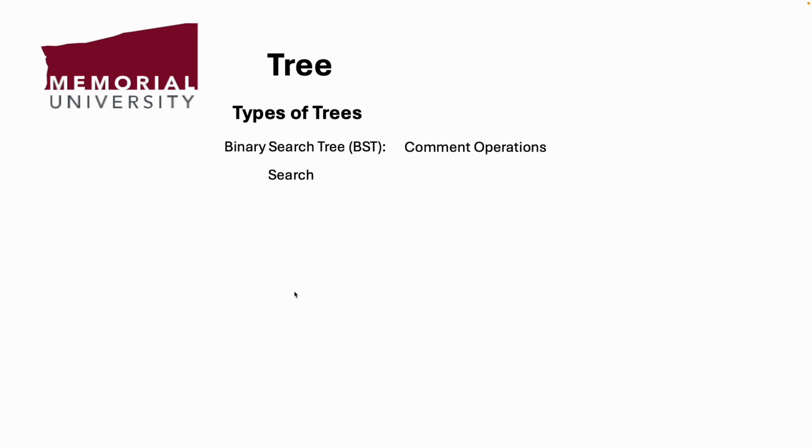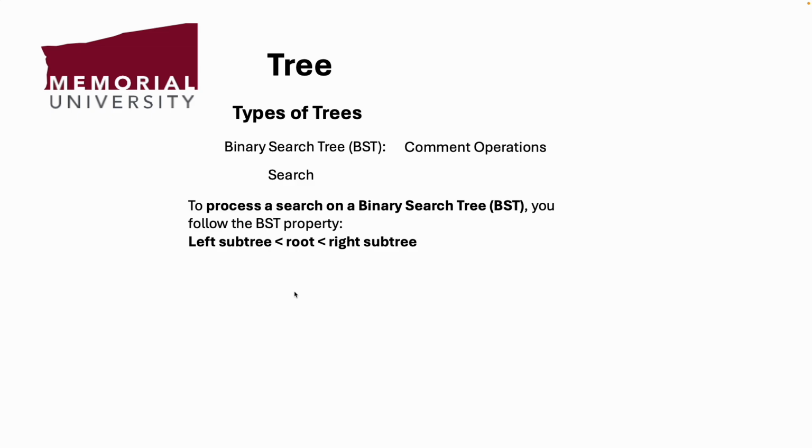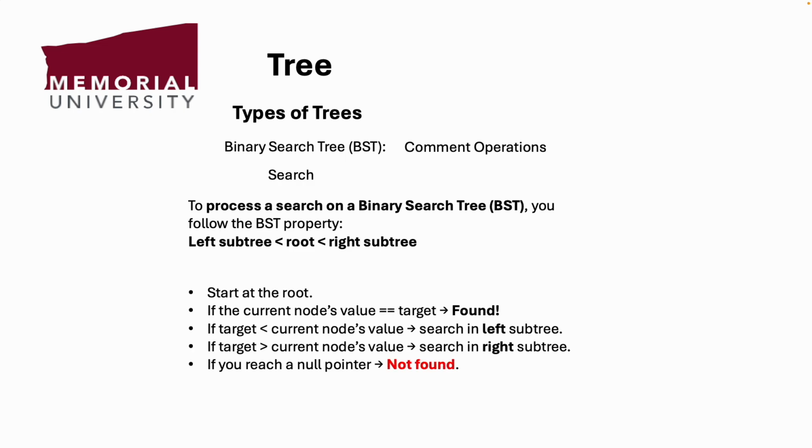Okay, let's look at some of the common operations on the binary search tree. First, the search function. To process a search on the binary search tree, you follow the binary search tree properties. What are the properties again? The left subtree is less than the root value, and the root value is less than the right subtree. Based on this property, we define the steps to process a search.